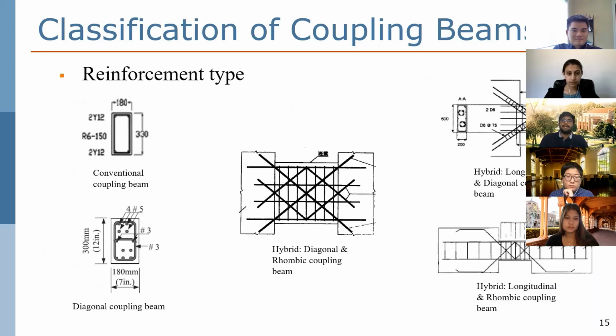Moving on, next we have the different types of reinforcements that we accounted for. As you know, ACI accounts for conventional and diagonal coupling beams, but we saw a couple more types of reinforcements which are documented in the database. Some of them are hybrid, which includes diagonal and rhombic coupling beams, longitudinal and diagonal coupling beams, both of which are developed into the blocks, and longitudinal and rhombic coupling beams. So just a couple more than what there are in ACI 318.